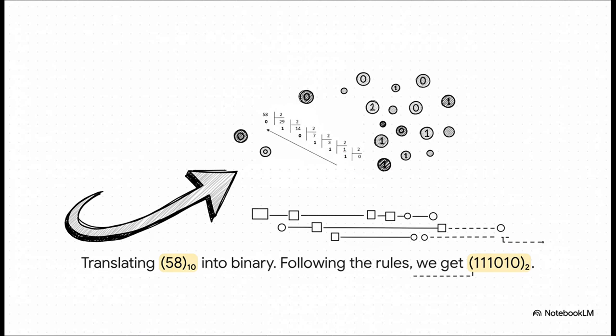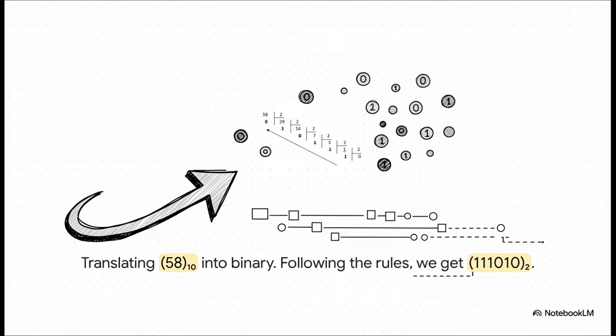Okay, let's go back to our mystery number from the beginning, 58. We're going to convert it to binary or base 2 using that method we just talked about. So first we do 58 divided by 2. That gives us 29 with a remainder of 0. Got it? Now we take the 29. 29 divided by 2 is 14 with a remainder of 1.